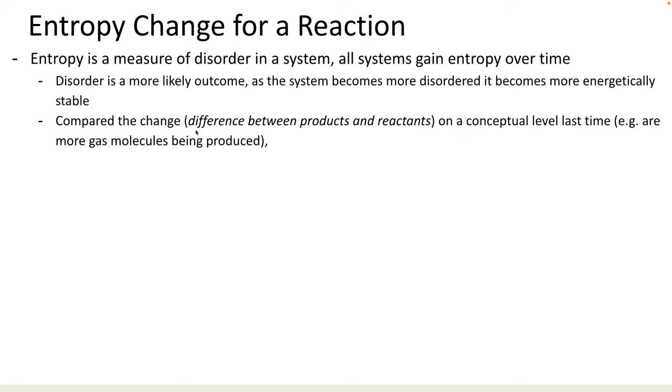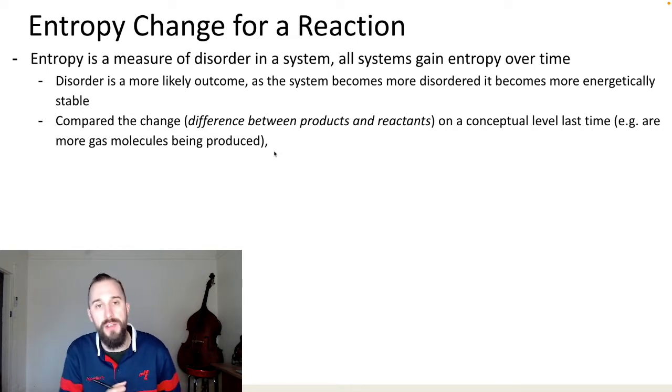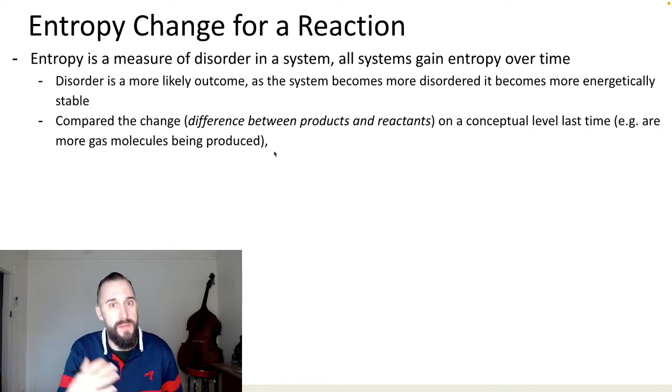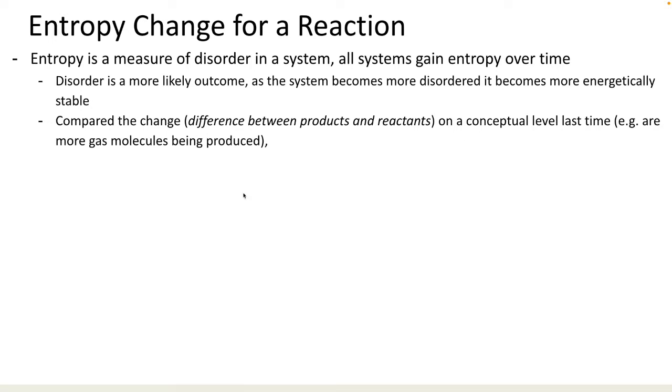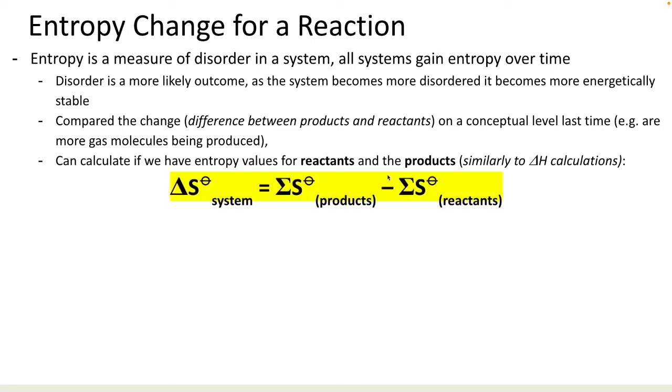Last time we compared the change, the difference between the products and reactants, on a conceptual level by looking at gas molecules being produced or not being produced, the complexity of the substances being produced, the hardness, and so on, and inferring what this means about the microstates and therefore the changes in entropy. But we can put some cold hard numbers behind this if we have entropy values for the reactants and the products. So this is an equation we can use to calculate the entropy change for a system.